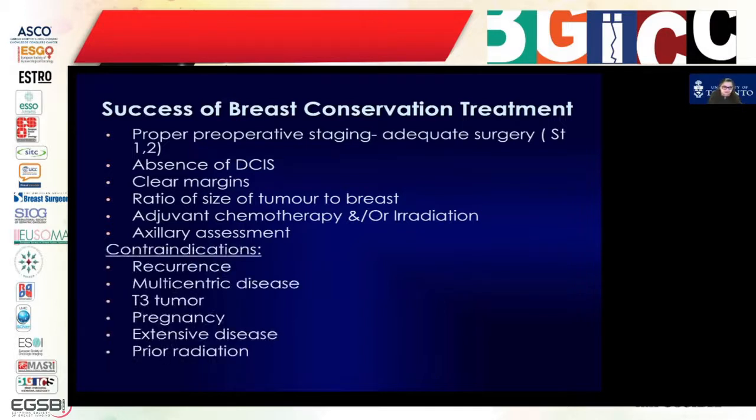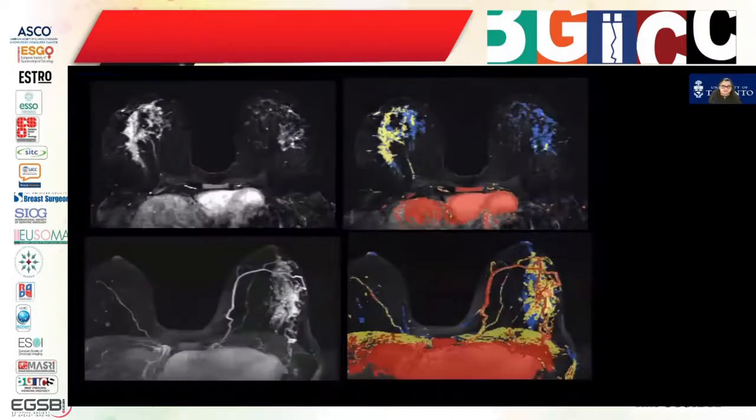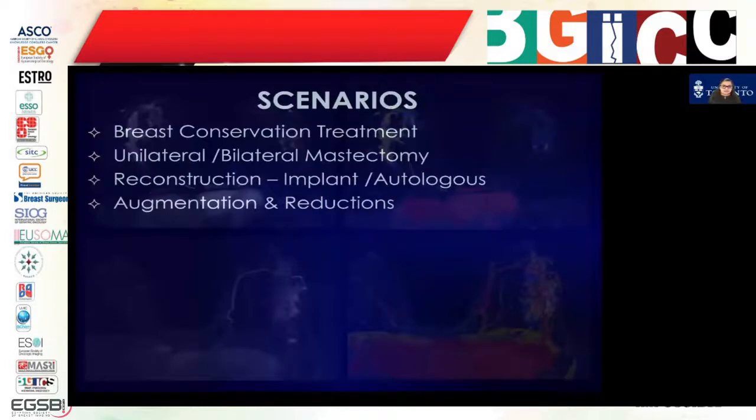What are the contraindications? We looked at this before: recurrence, multicentric disease, large tumor size, small breast size, pregnancy, extensive locally advanced disease, and of course, history of prior radiation to the breast, which precludes further radiation. These are the type of cases where you will not offer breast conservation because it's never going to be successful. So it's very important to understand patient selection is very important for success of any surgical technique for that matter.